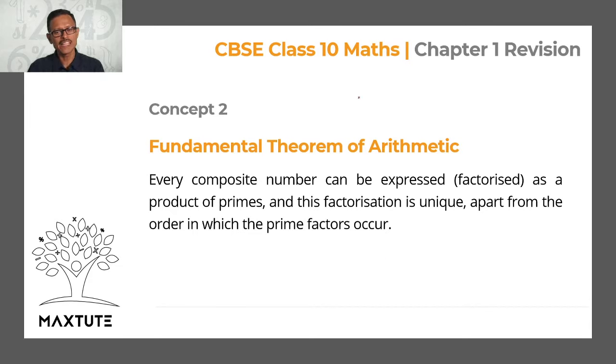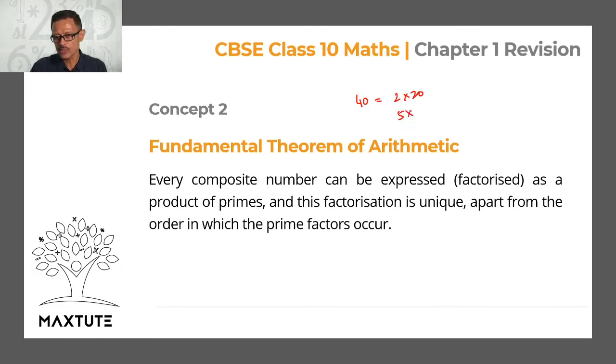It says that you pick any positive integer, and you can prime factorize that number in only one way. Let's say you take a number like 40. 40 can be expressed as a product of its prime factors in only one way. 40 is 8 into 5, or 10 into 4, or 2 into 20. You can say multiple things. But let's say I write it as 2 into 20.